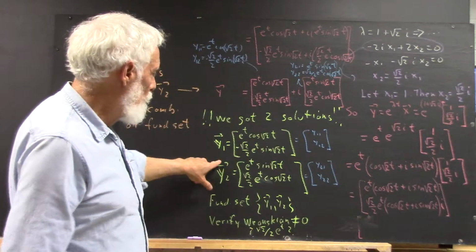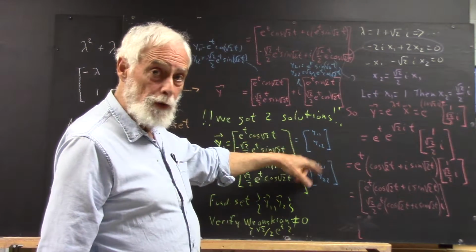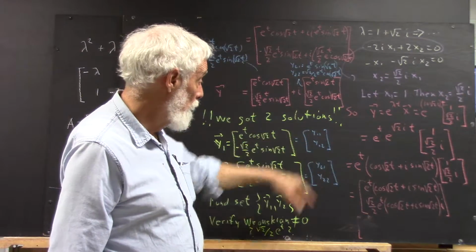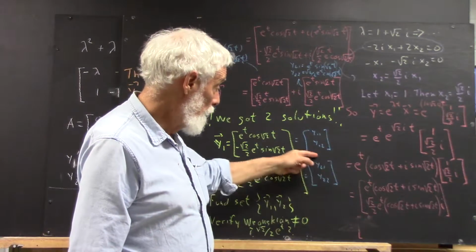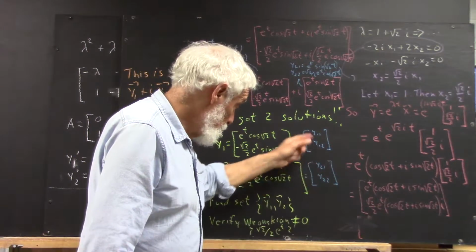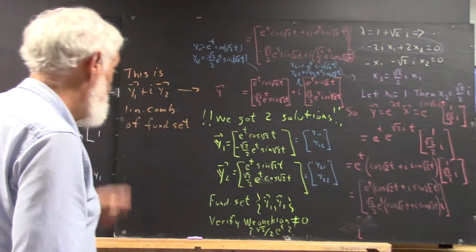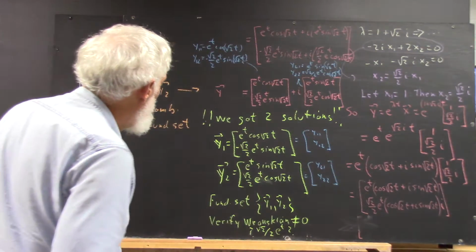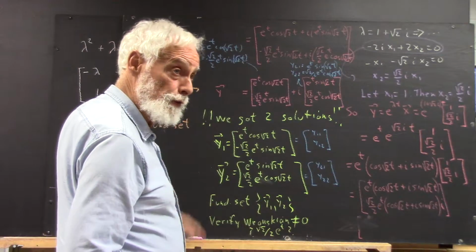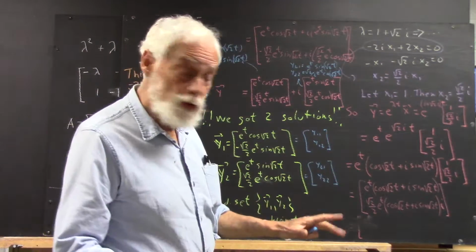So big fancy y1 has a y1 and a y2 that we call y11 and y12. Big fancy y2 has a y1 and a y2, we call them y21 and y22, so we can distinguish these vectors. Okay? Well, this is a solution, this is a solution. You can check the Wronskian.